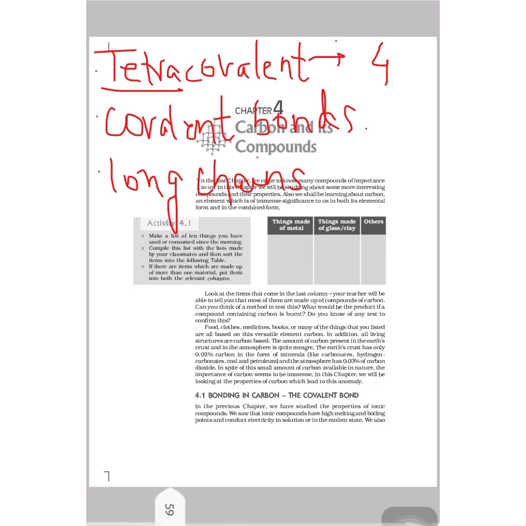And last is it exists in different forms, जैसे डायमंड हो गया, ग्रेफाइट हो गया. So it exists in different forms. So these are the properties of carbon which makes it special. So now we'll be discussing each one in detail.